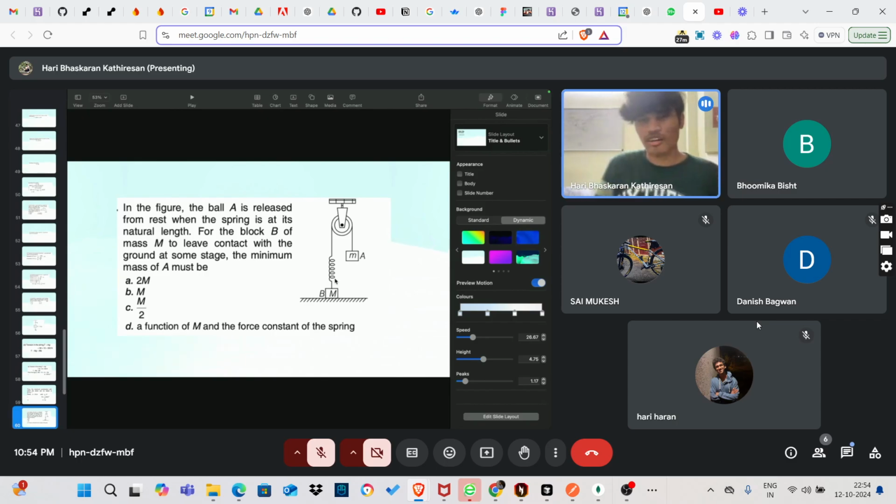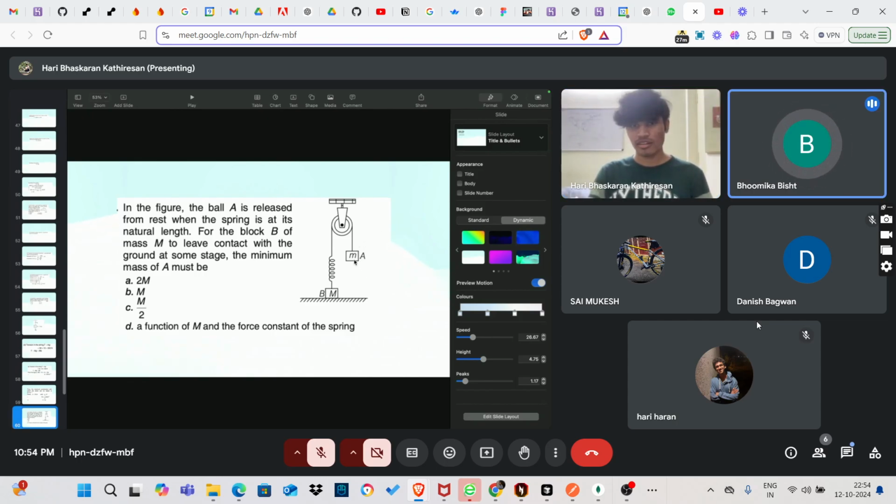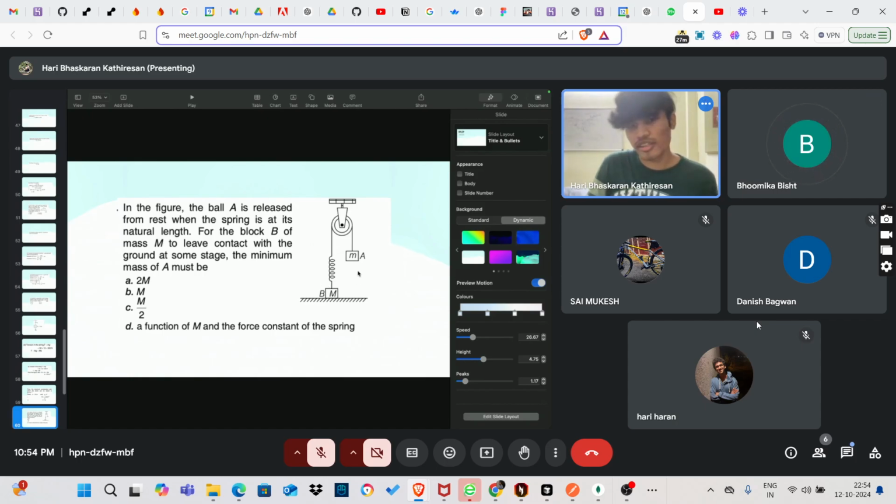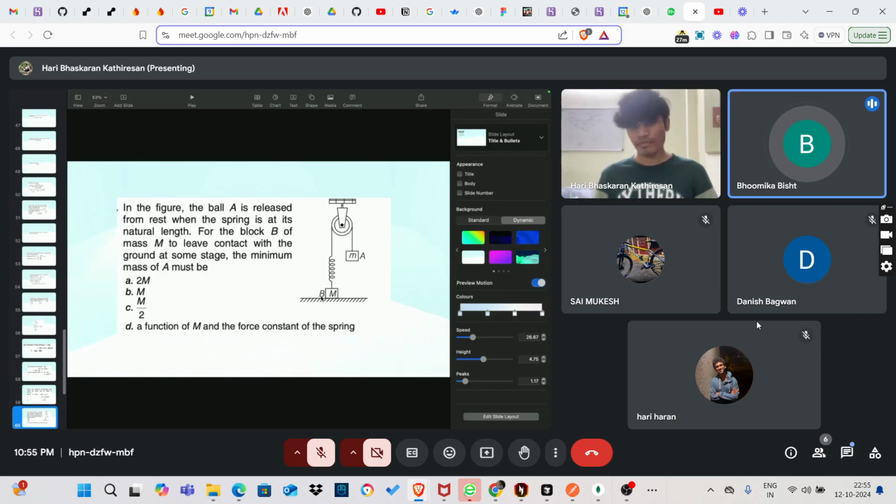So again, now tell me what are the forces acting on the body. Let's start with small m. What are the forces? Tension upwards and mg downwards. Cool. And then there's the spring here, right? So what is the free body diagram for m? And it just leaves contact with the ground, the normal will be 0. There will be mg downwards and tension upwards.